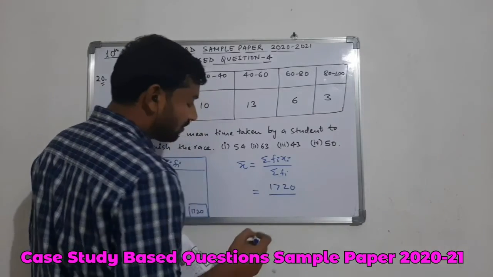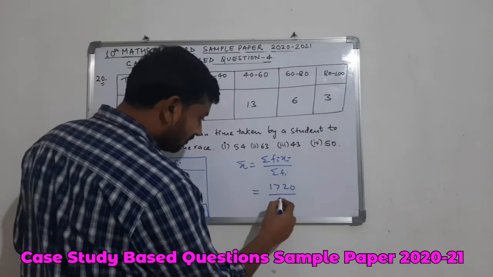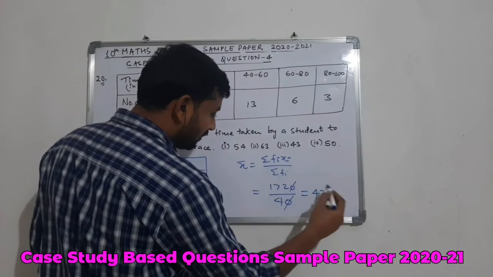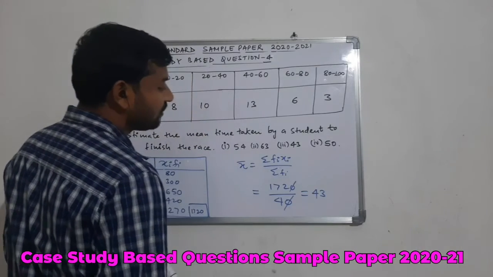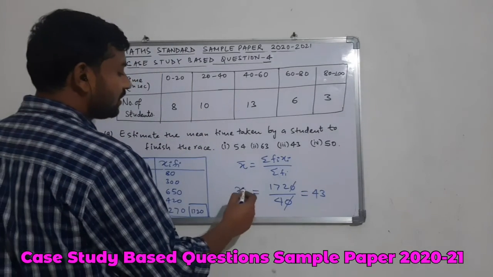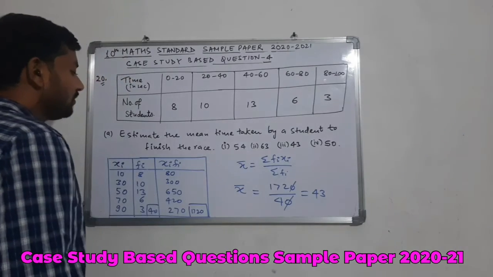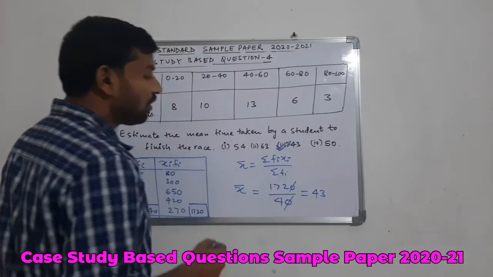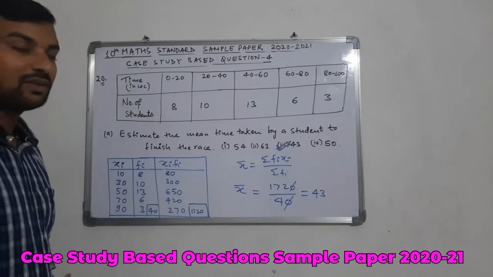This is 1720, and the sum of frequency is 40. When we divide this, we are getting the mean value as 43. So the mean time taken by a student to finish the race is nothing but 43. So the third option in this first part is the correct one.